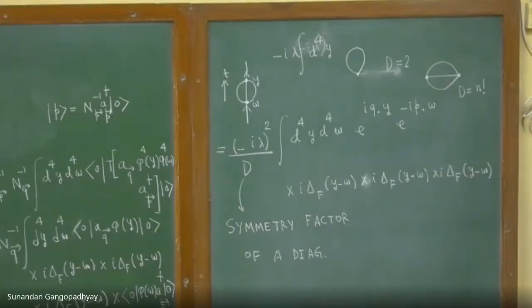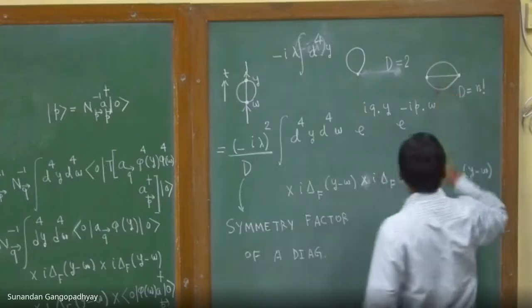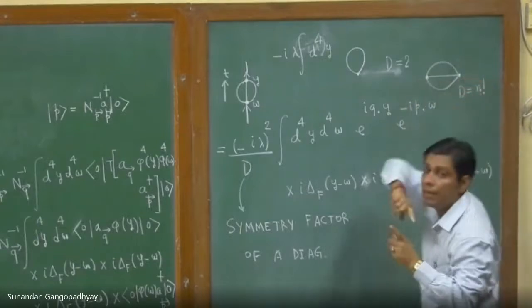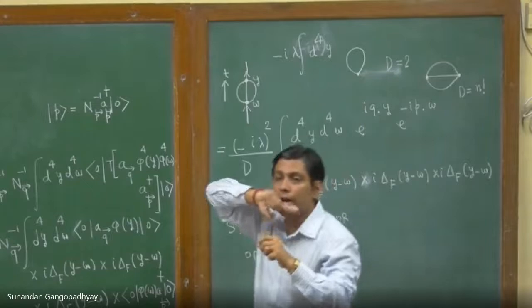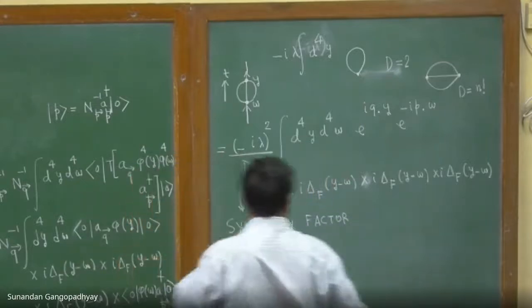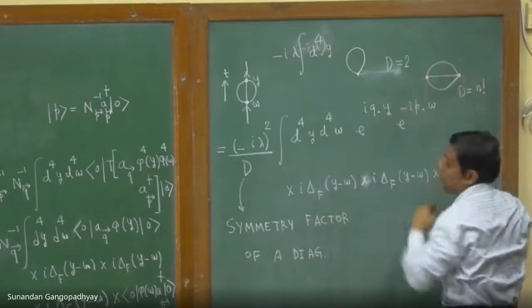So this is the rule. Sir, I couldn't understand the d equals to n factorial thing. This rule tells you that every pair of vertices joined by n propagators. So in this case, this pair of vertices is joined by how many propagators?